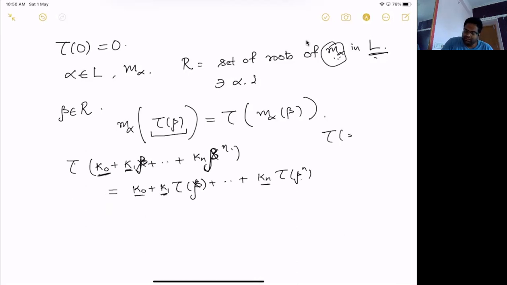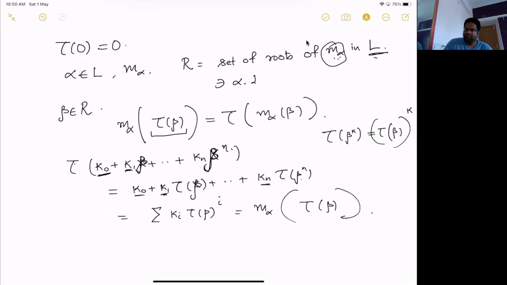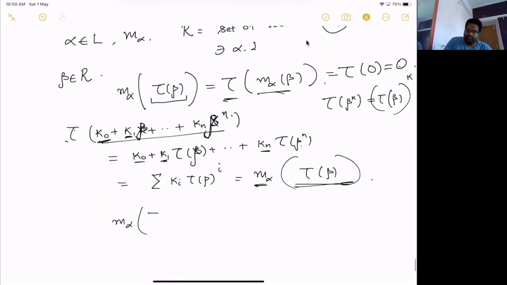And because tau is a ring homomorphism, tau of beta to the power of k is equal to tau of beta to the power of k. Therefore, you see this is of the form ki times tau of beta to the power of i, which is m alpha substituted by tau of beta. So tau of m alpha of beta is equal to m alpha of tau of beta. But beta is a root of the minimal polynomial, and therefore tau of 0 is equal to 0. In other words, m alpha of tau of beta is also equal to 0. That means tau of beta must be sent to some root in R.